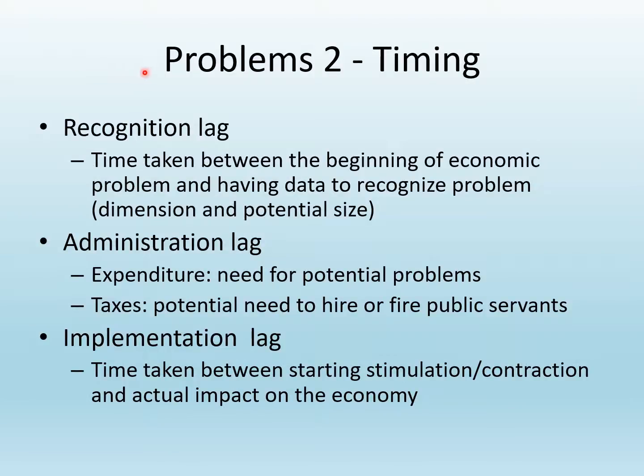The second category of problems that emerge as a result of discretionary fiscal policy and the fine-tuning component of discretionary fiscal policy are the so-called lags. There are three kinds of lags: the recognition lag, the administration lag, and the implementation lag. If we go back to recognition, the recognition lag is the time it takes between economic changes occurring and the recognition that economic changes have occurred.